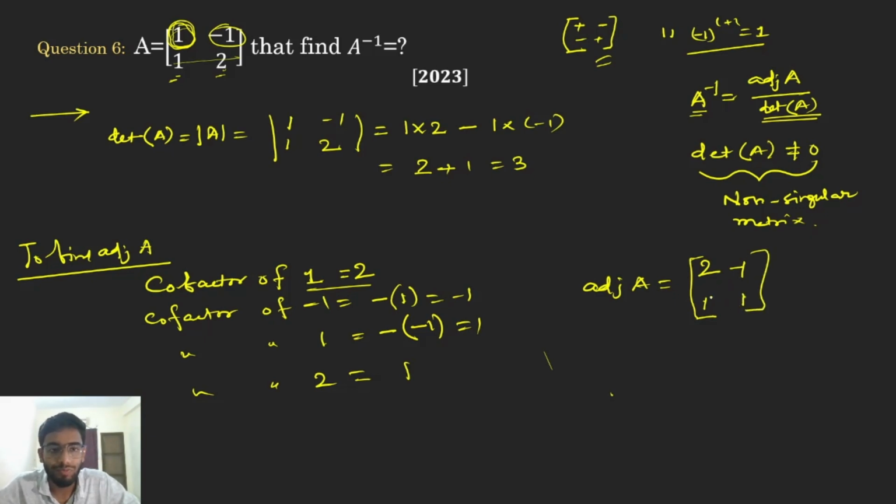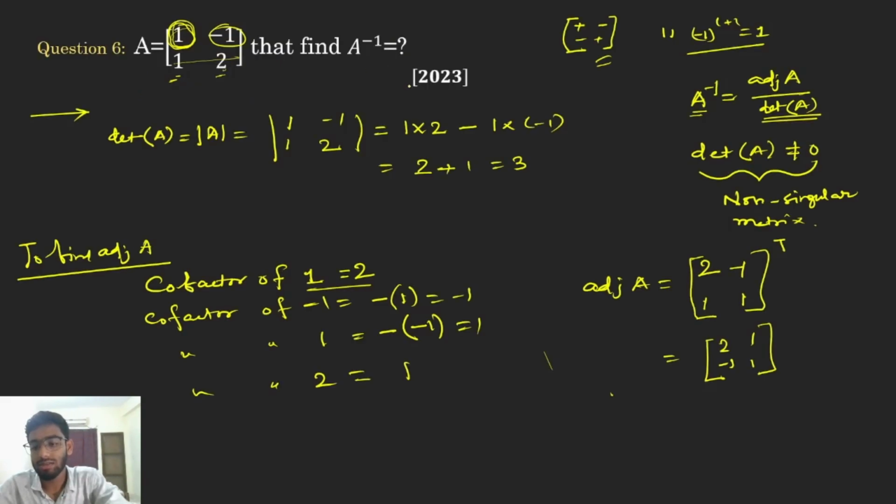Then we should take a transpose of that, and we will get adjoint A. Adjoint A is nothing but the cofactor of each and every element, and then we take the transpose of that matrix. So 2, minus 1, after taking the transpose it will be like that. This is our adjoint A.